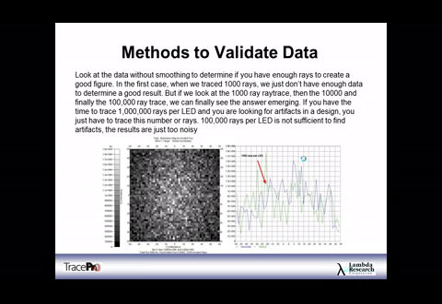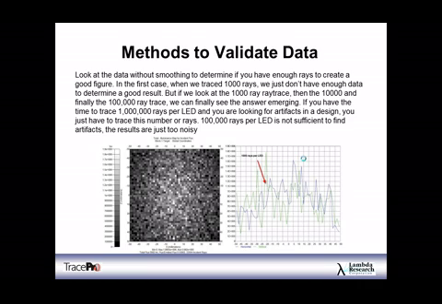Now, let's go back and look at that way to validate data. Look at the data without smoothing to determine if you have enough rays to create a good figure. Remember, I said we needed probably around 8 rays per bin. In the first case, when we traced 1,000 rays, if we were having 1 degree angular bins here, about 100 by 100, that would be 10,000. And I'd have 1,000 rays in 10,000 bins.